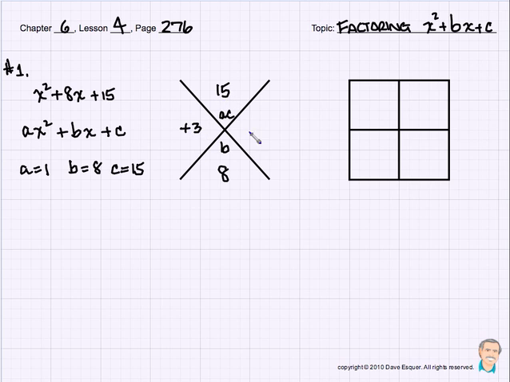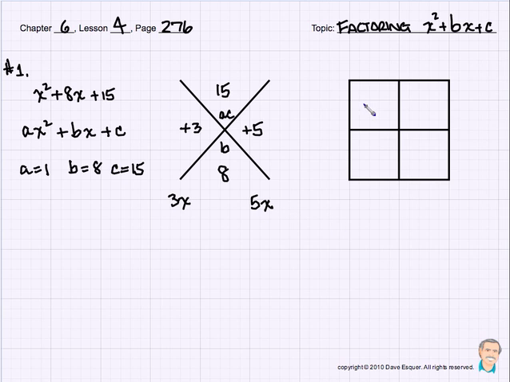So let's use a plus 3 and a plus 5. This just takes practice, but this will help us get fluency in factoring. 3 times 5 is 15, and positive 3 plus a positive 5 is a positive 8. So this tells us that we're going to have a coefficient of 3x and a coefficient of 5x.